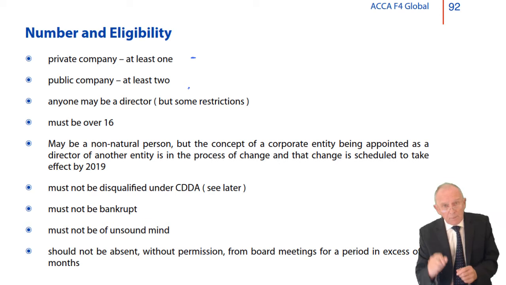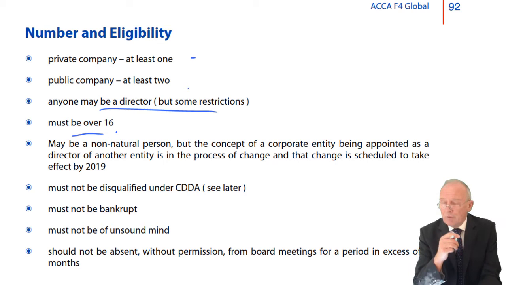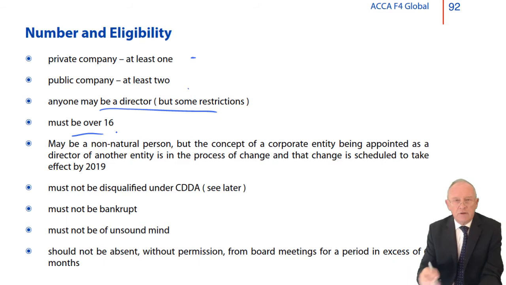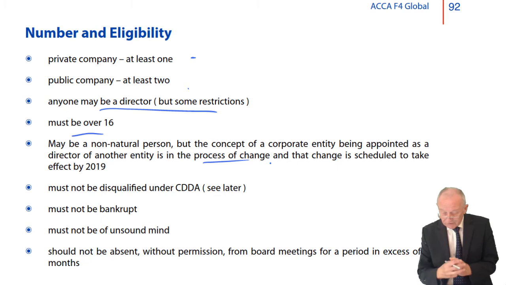Anyone may be a director, but there are some restrictions. For instance, if you're under 16, you can't be a director. Well, there was a case where an under 16 was appointed as a director, but he was not allowed to operate or take actions as though that person were a director. So even though by default he became a director, he was not able to undertake directorial powers. A director may be a non-natural person, but the concept of a corporate entity being appointed as a director is in the process of change. That change is scheduled to take effect by 2019. Mustn't be disqualified under the Company Directors Disqualification Act.